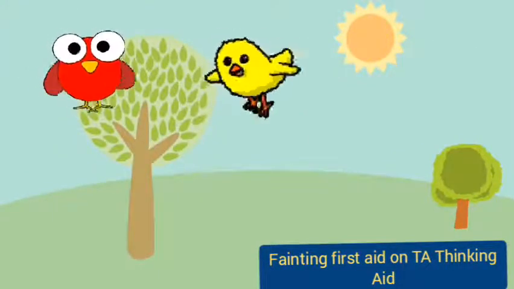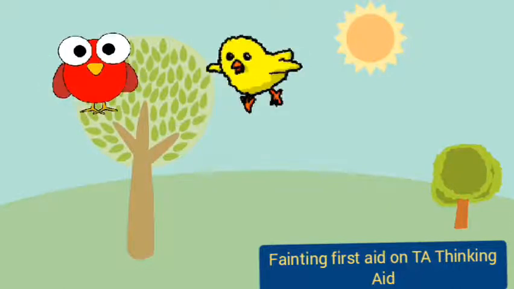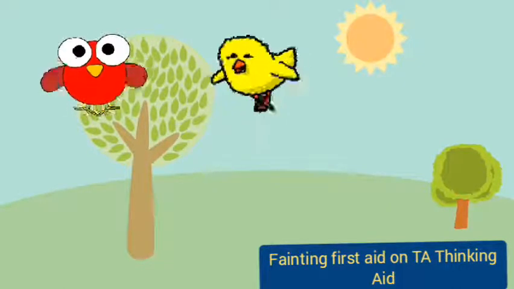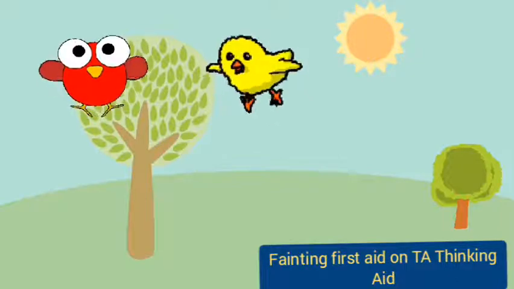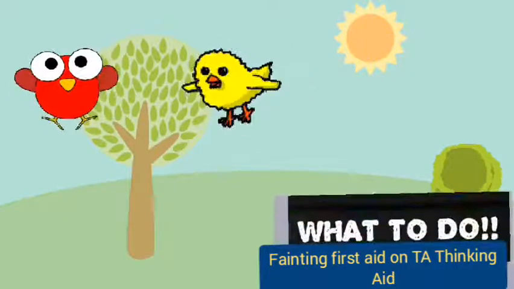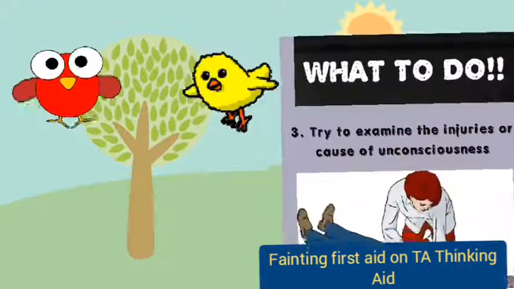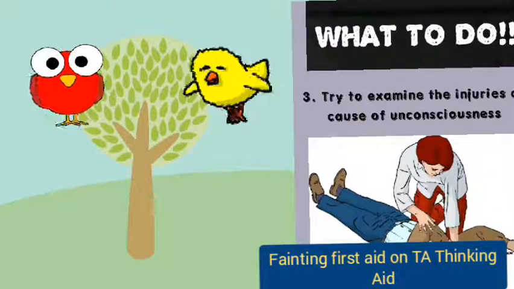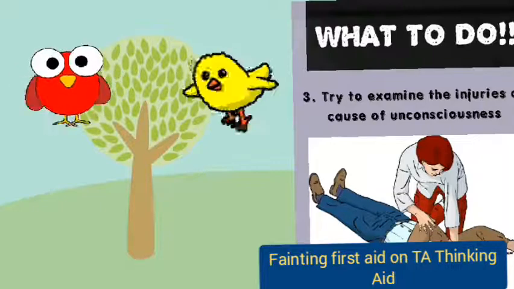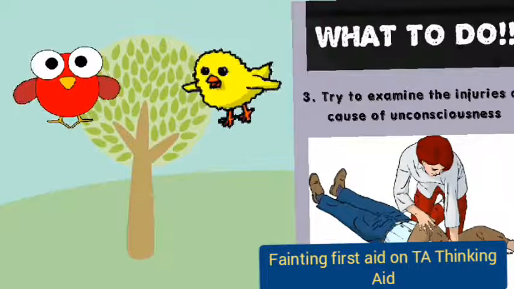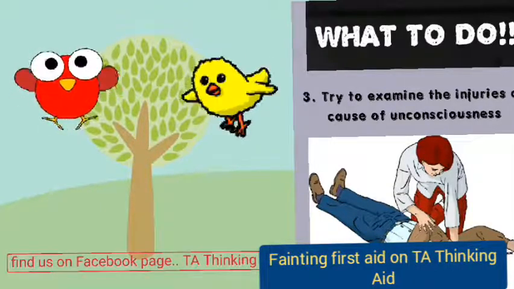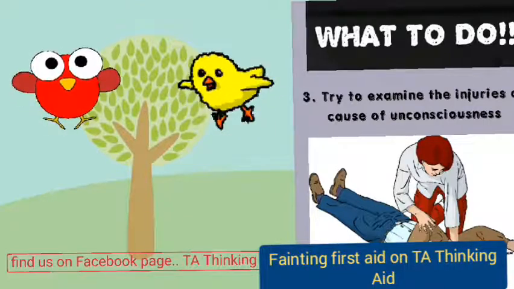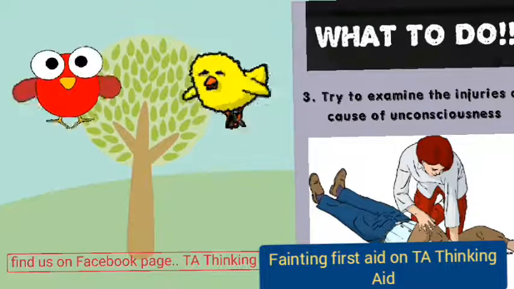The third thing you have to do, Sister Jane, is to try to examine the injuries or other causes of unconsciousness. Like we said, injuries to the head could cause somebody to faint. So in case of this, you might see the patient bleeding. And if that is the case, you have to ensure that you stop the bleeding in order to relieve the fainting.